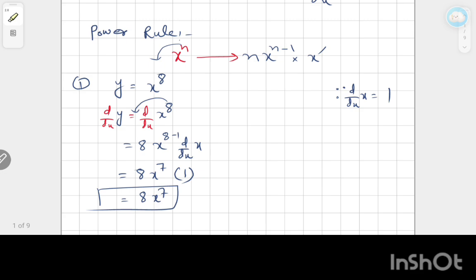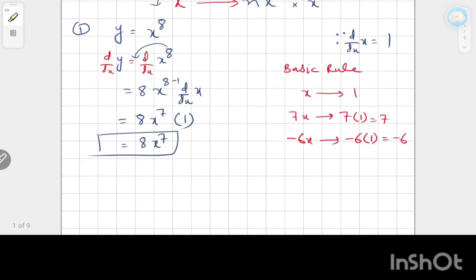Some important basic rules are required to understand the basic concept of derivative. The basic rule is very simple. What is the derivative of x? The derivative of x is 1. If we have 7x, the answer will be 7, since the derivative of x is 1. Similarly, if we have minus 6x, the derivative will be minus 6.